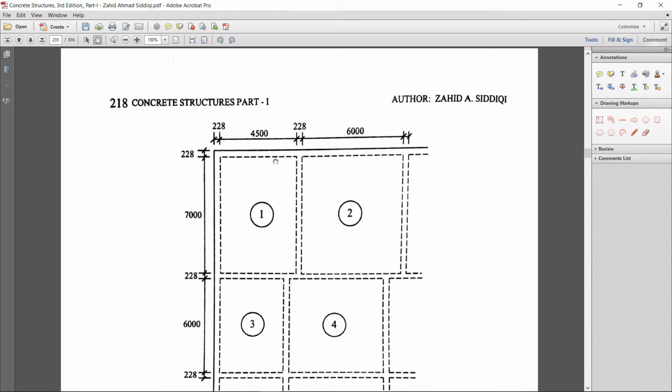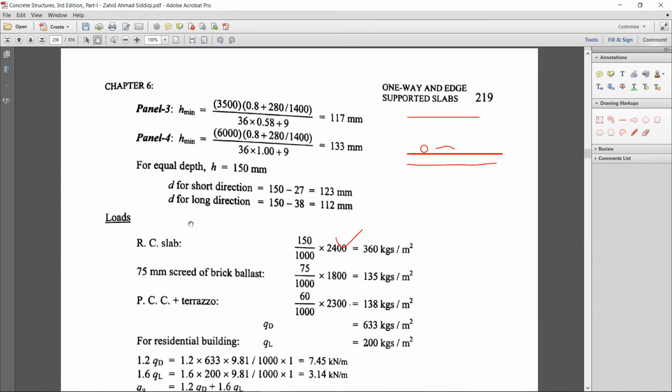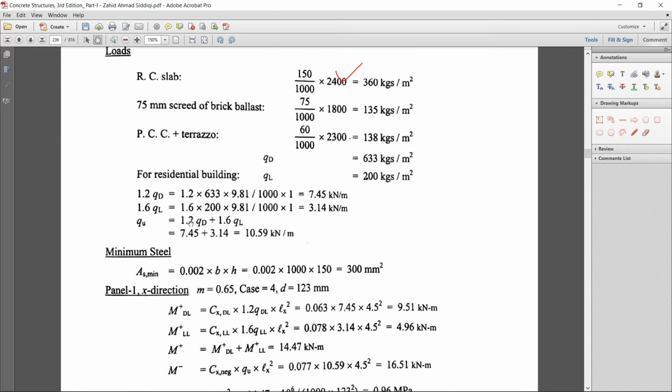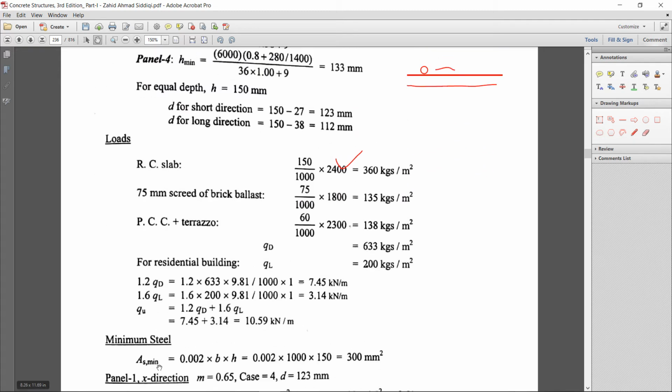So in the short direction, the value of Lx is 4500, and in the long direction it is 7000. And our m value we have approximated to 0.65. For case 4, in the short direction that is 4500 millimeter, our d value will be 123 millimeter. Now we will go for our case 4, and we have to pick the coefficients.